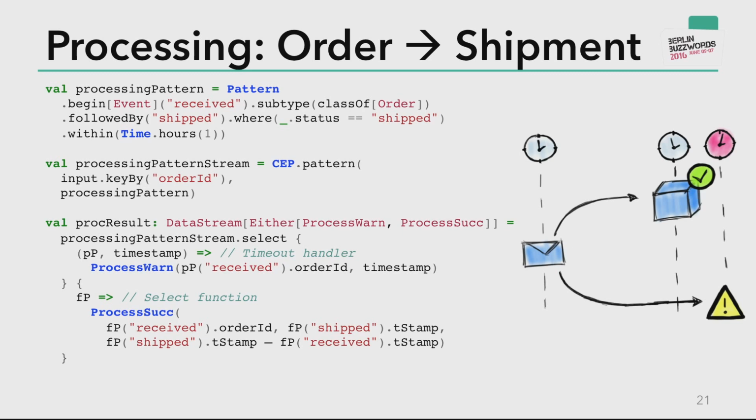The second function to this select call is the user select function, which is called for every successfully matched pattern sequence. And here we simply return the process success event with the order ID, the timestamp of the shipment event, and the duration it took from receiving the order to giving the item to the delivery service. And we basically do the same for the delivery success and warning events as well, just with a different time interval.